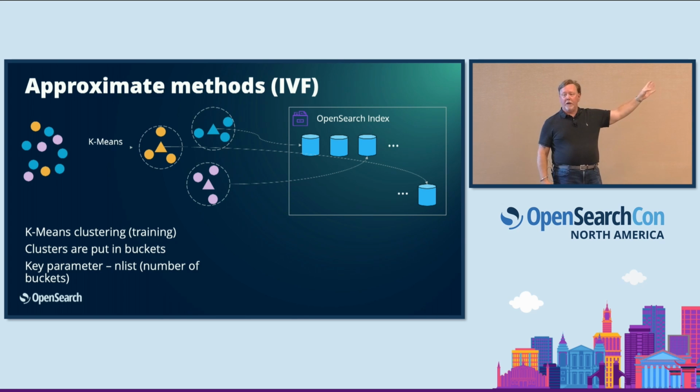This does require training, so there's a training step for using IVF where you take about 10% of your data and that's how you figure out the centroids. But it's an API call, you just call train.